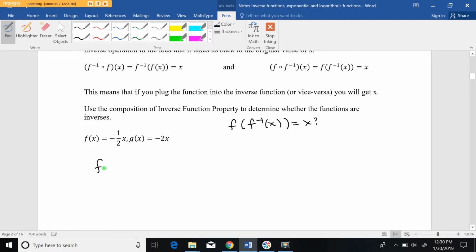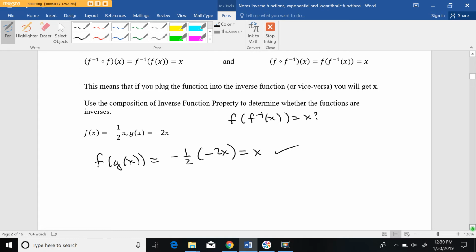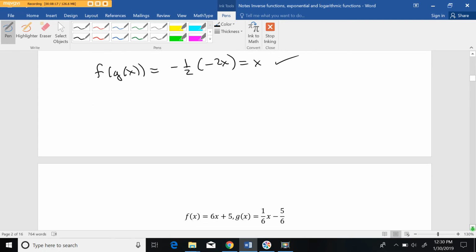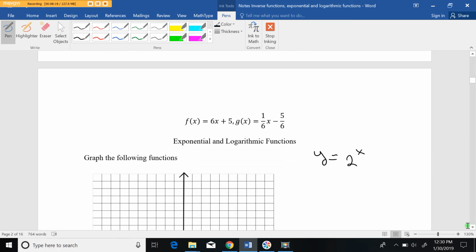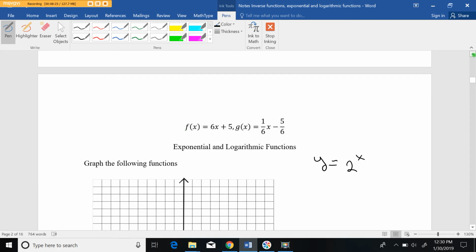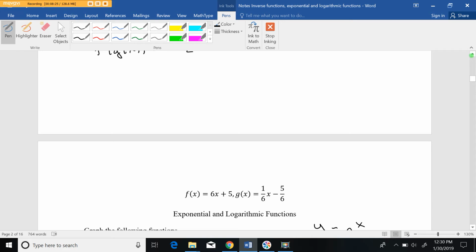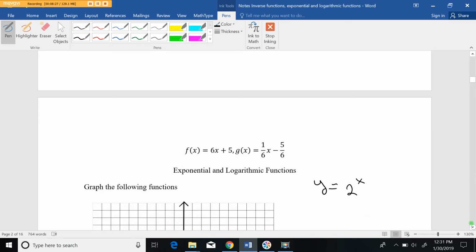So we're going to take a look at f of g of x. And that means to place this in here. So this is going to be 1/2 times minus 2x, which is equal to x. So these are in fact inverses. Same thing. I think that was supposed to be on the previous page here. Well, it's okay. We'll just work it right here.